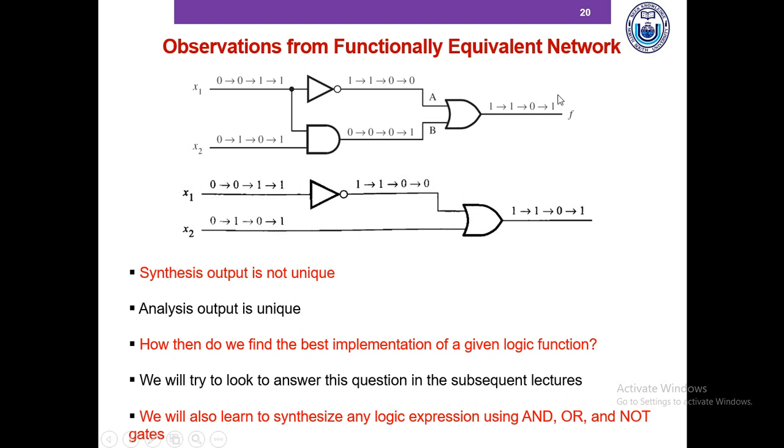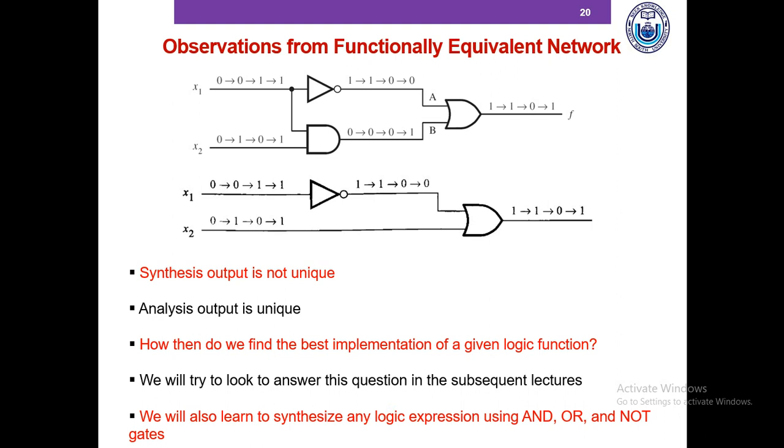So if you're given the properties of a circuit and you're trying to design a circuit, you could end up with multiple solutions. One of these solutions could be better than the others. But for analysis, the output is unique because the function of a circuit will not vary with time. So that's the idea. So how then do we find the best implementation of a given logic function?